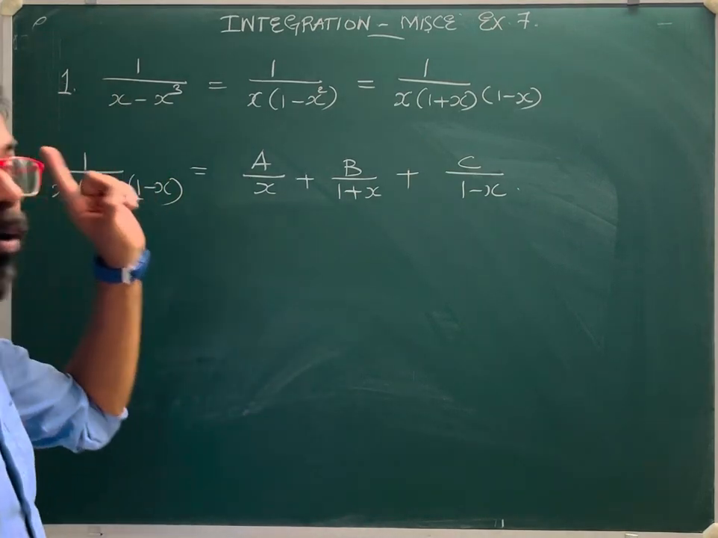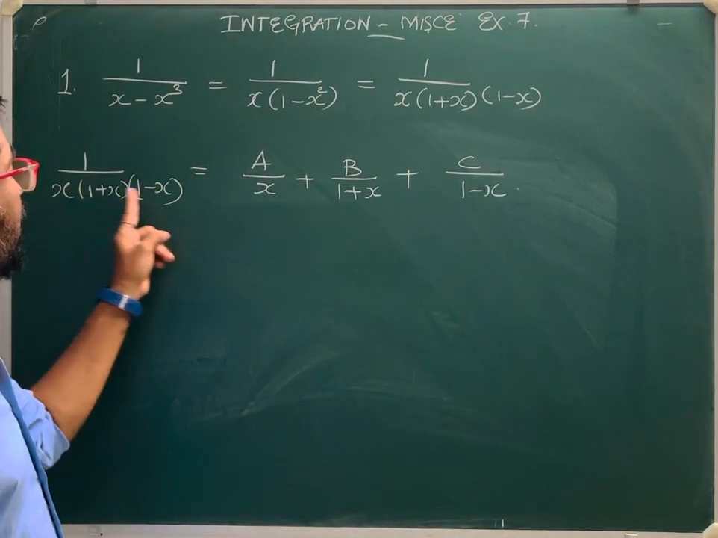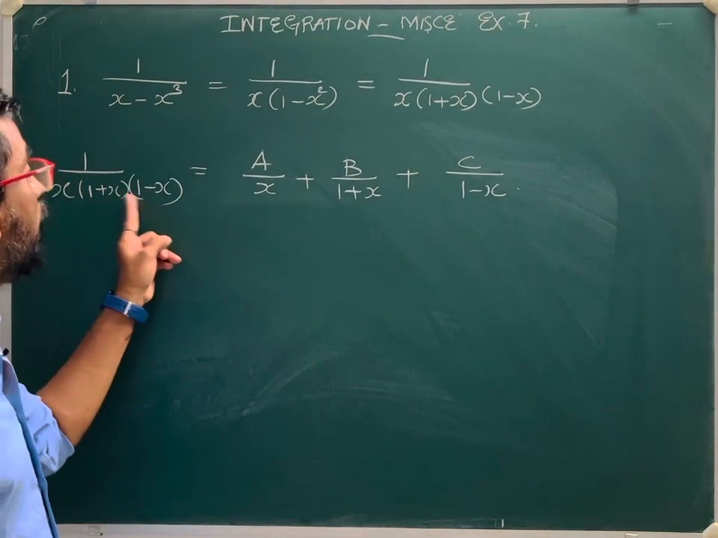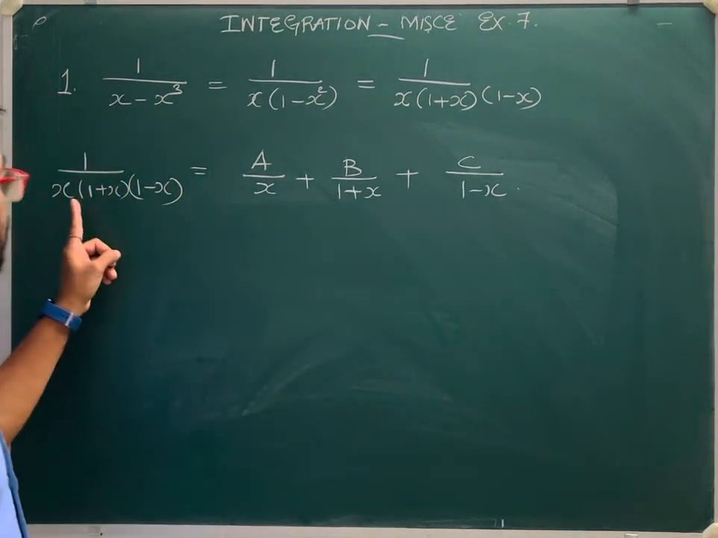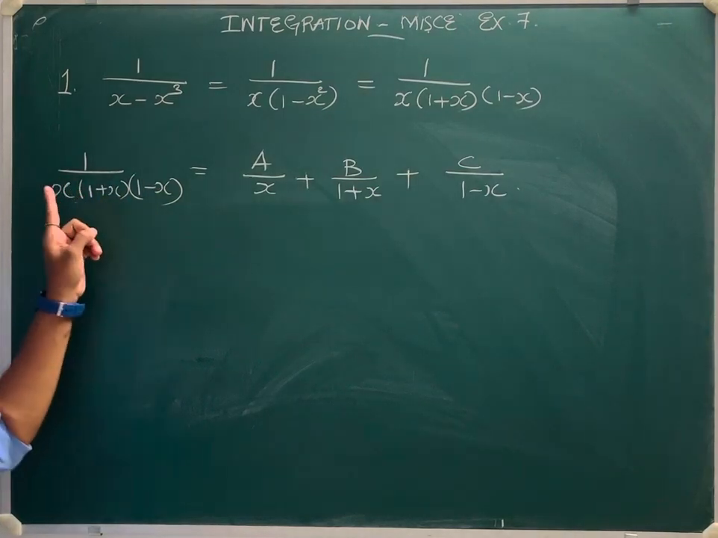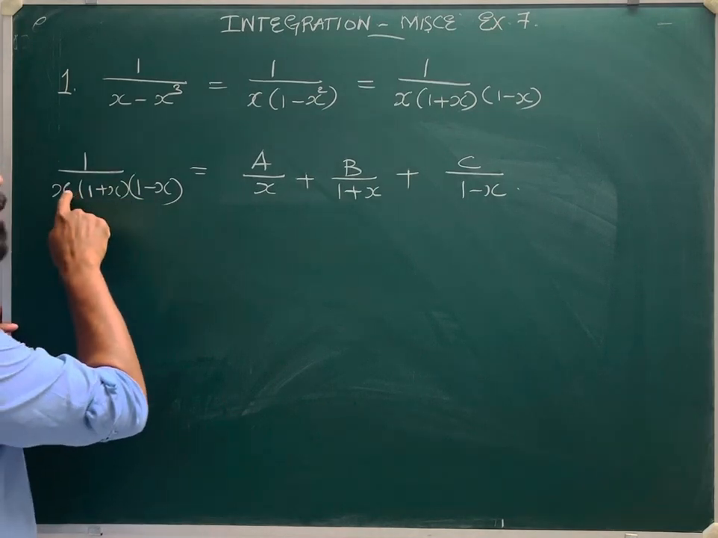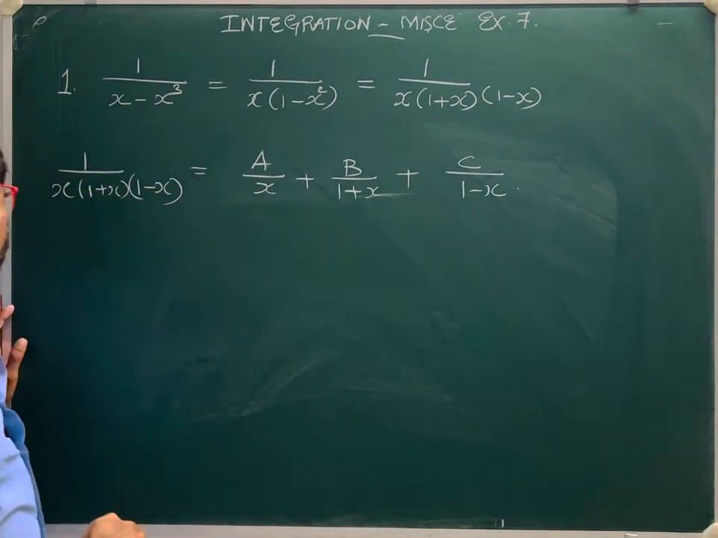For that, you should always remember, in partial fractions, multiply the question's denominator all through. So here what is the denominator? x into 1 plus x into 1 minus x. In all partial fraction questions, you should take the question's factorized denominator and multiply it all through. There is nothing wrong about that.